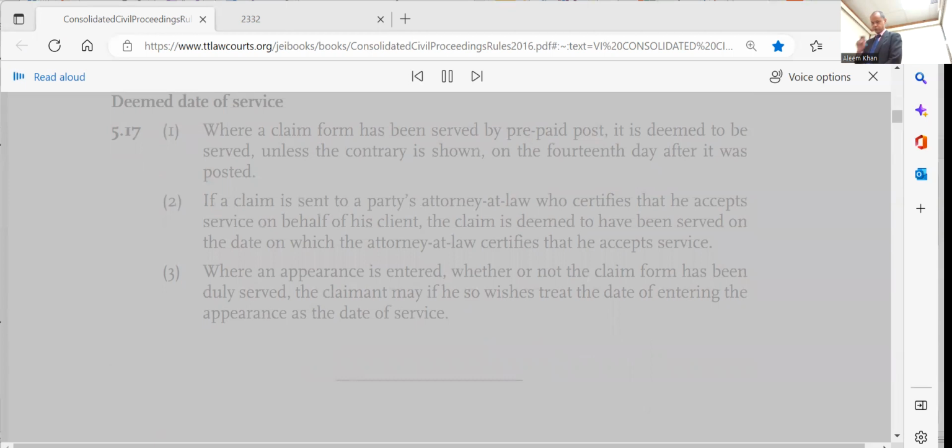Deemed date of service 5.17. 1. Where a claim form has been served by prepaid post, it is deemed to be served, unless the contrary is shown, on the 14th day after it was posted. 2. If a claim is sent to a party's attorney at law who certifies that he accepts service on behalf of his client, the claim is deemed to have been served on the date on which the attorney at law certifies that he accepts service. 3. Where an appearance is entered, whether or not the claim form has been duly served, the claimant may, if he so wishes, treat the date of entering the appearance as the date of service.